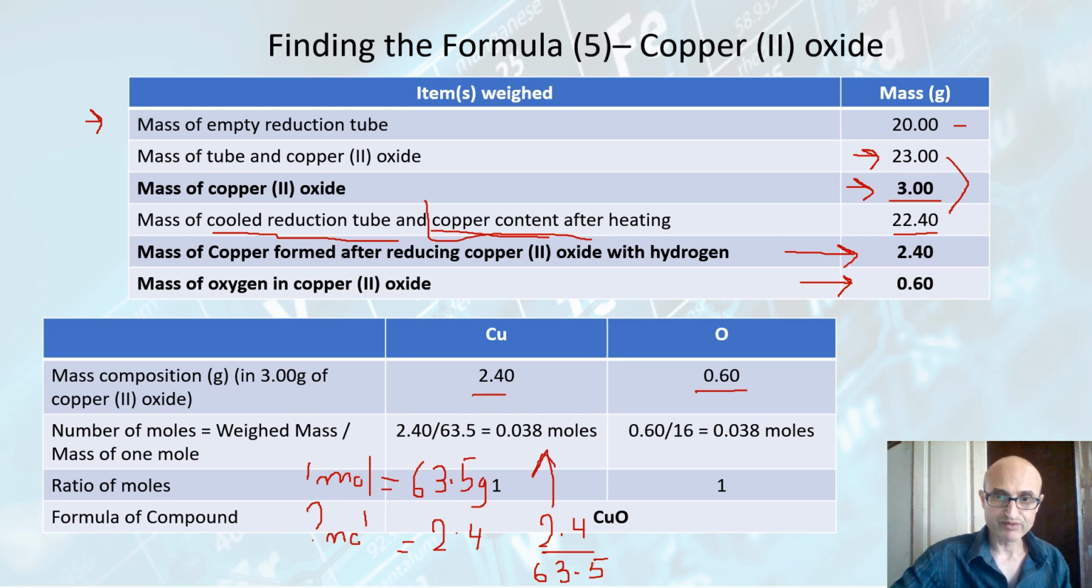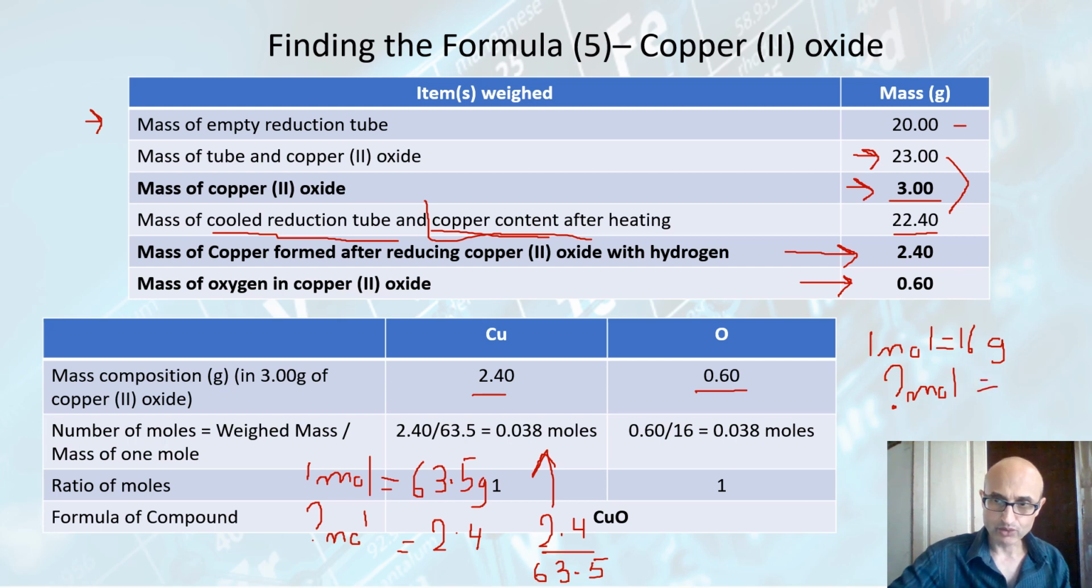Likewise, you calculate for oxygen. You know that 1 mole of oxygen atoms weigh 16 grams, but we do not have 16 grams of oxygen. All we have is 0.6 grams. So how many moles is that?